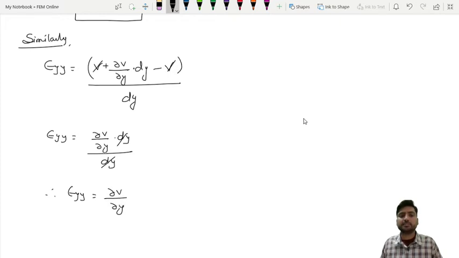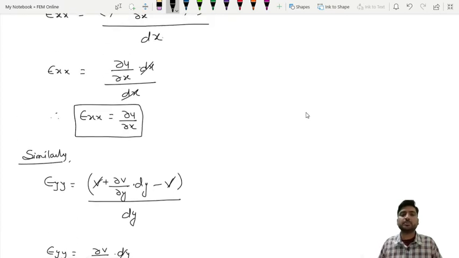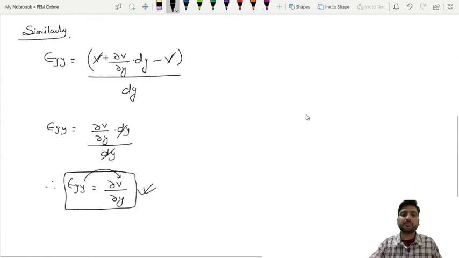So this epsilon, the strain in y direction, depends upon the displacement in y direction, as the strain in x direction depends on the displacement in x direction. Now we are going to find gamma xy.